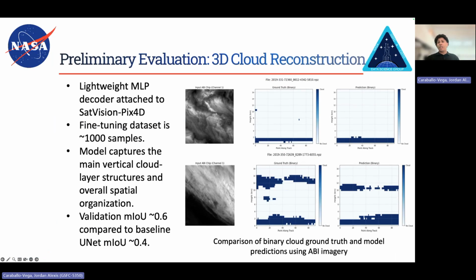And so the main challenge that we had is many of the baseline models that we have were just not performing well on their state of the art right now. So we are able to increase from 0.4 to 0.6 mean IOU just by using SatVision Pix4D, the 3D cloud reconstruction task, where we're basically trying to find where these clouds are, but also at which height they are supposed to be. So basically a binary segmentation task with the reconstruction on these particular levels where they are.